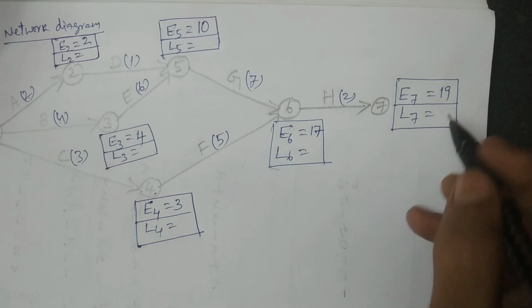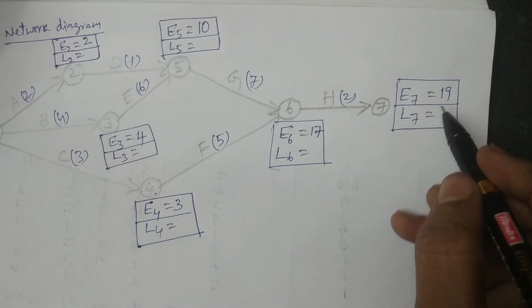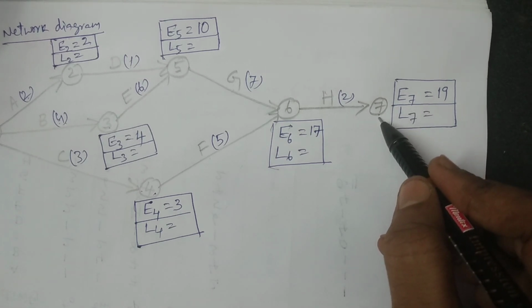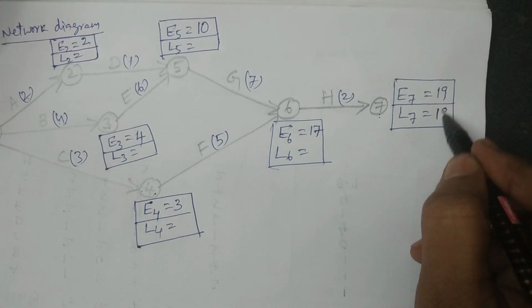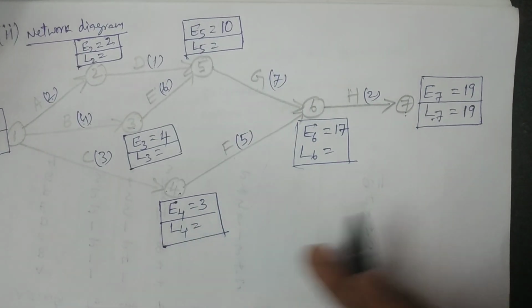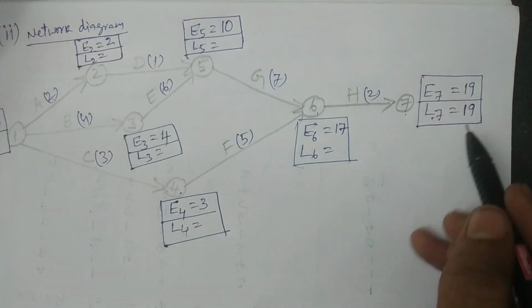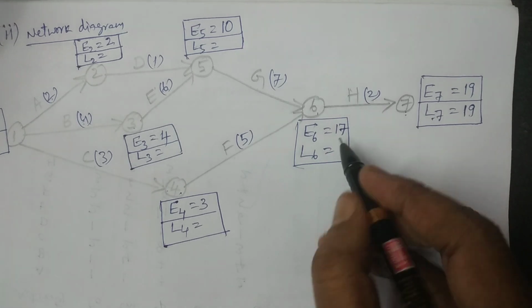And now coming back to calculating the values of latest times, which are calculated from the backward pass calculations. The first assumption is for the last event, that is the seventh event, E is equal to L, that is 19 to be considered for L7. Now after 7, the sixth event, we consider only one particular connection. Then 19 minus 2, it is 17.